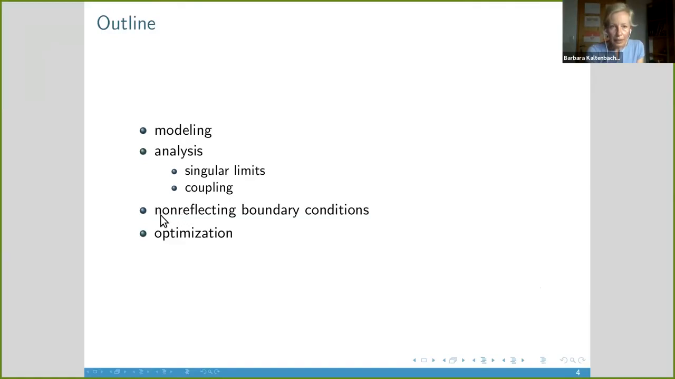Then, if time permits, I will say a bit about some numerical aspects. Of course, efficient numerical solvers are an important point, but I will focus on a certain aspect that is related to wave propagation, so free space wave propagation, avoiding artificial reflections. That's done by non-reflecting boundary conditions. And then finally, something about the optimization problems that are related to these focusing tasks.